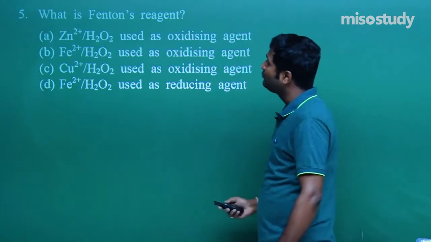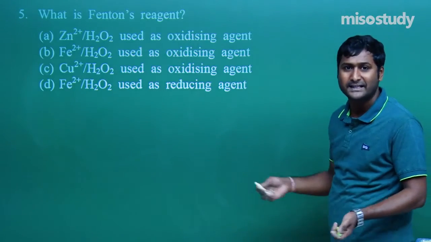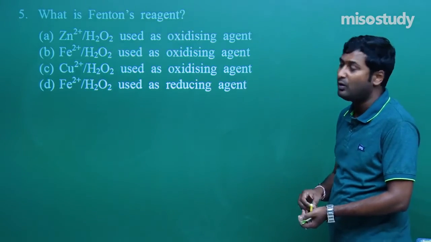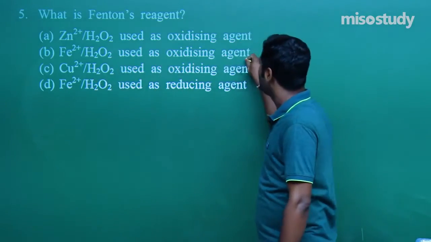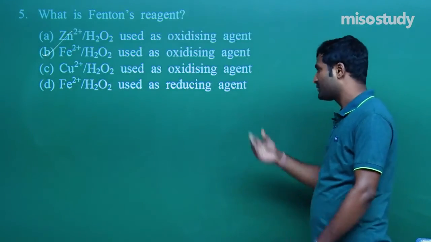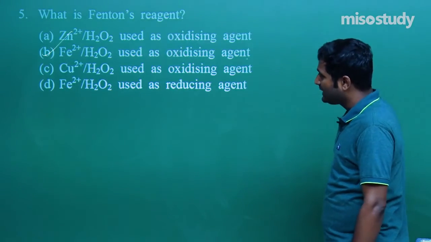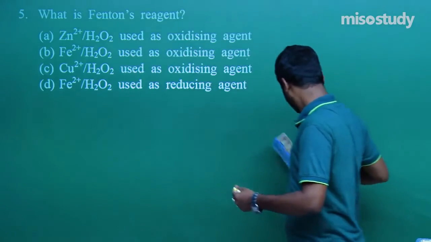Now let's move to question number 5. What is Fenton reagent? This is a completely theory based question. We know Fenton reagent is Fe2+ in H2O2, used as an oxidizing agent. This is completely theory based, so the answer to this question is option B.